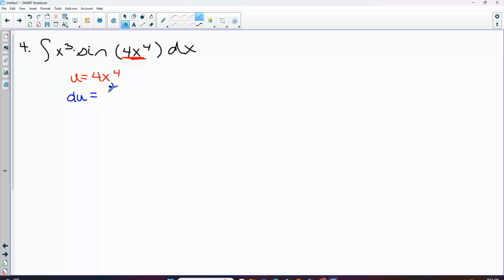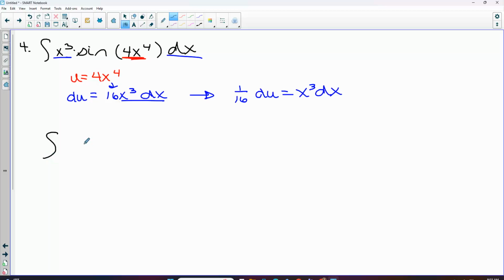So that would be 16x cubed dx. Okay, I need the x cubed and the dx. I don't need the 16. So to replace x cubed dx, I'll have to do 1 over 16 du. So my integral. We have a sine. The 4x to the 4th is my u. The x cubed dx is my 1 over 16 du.